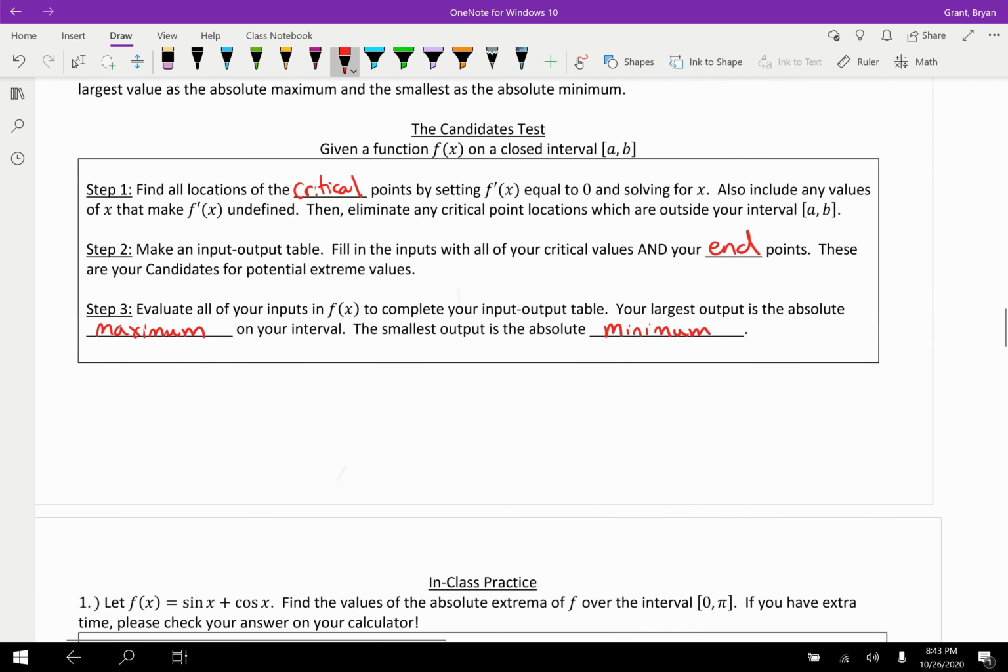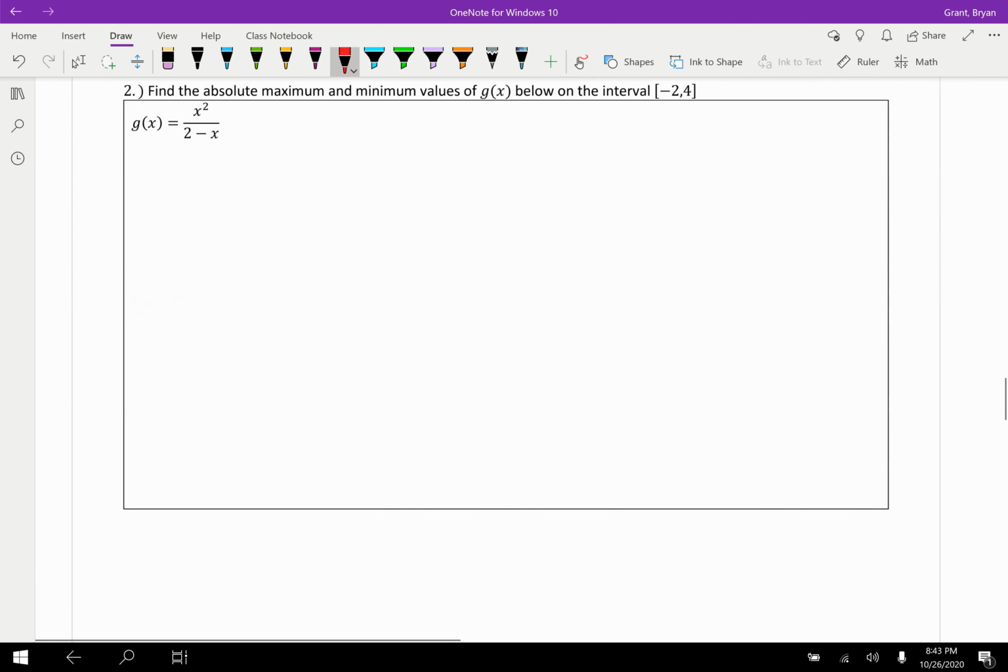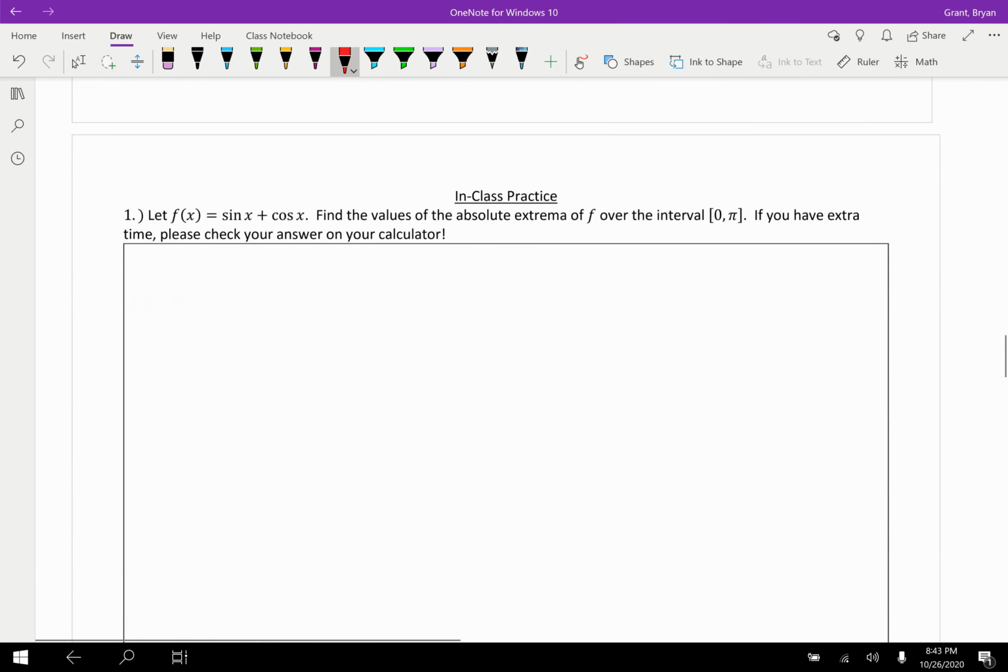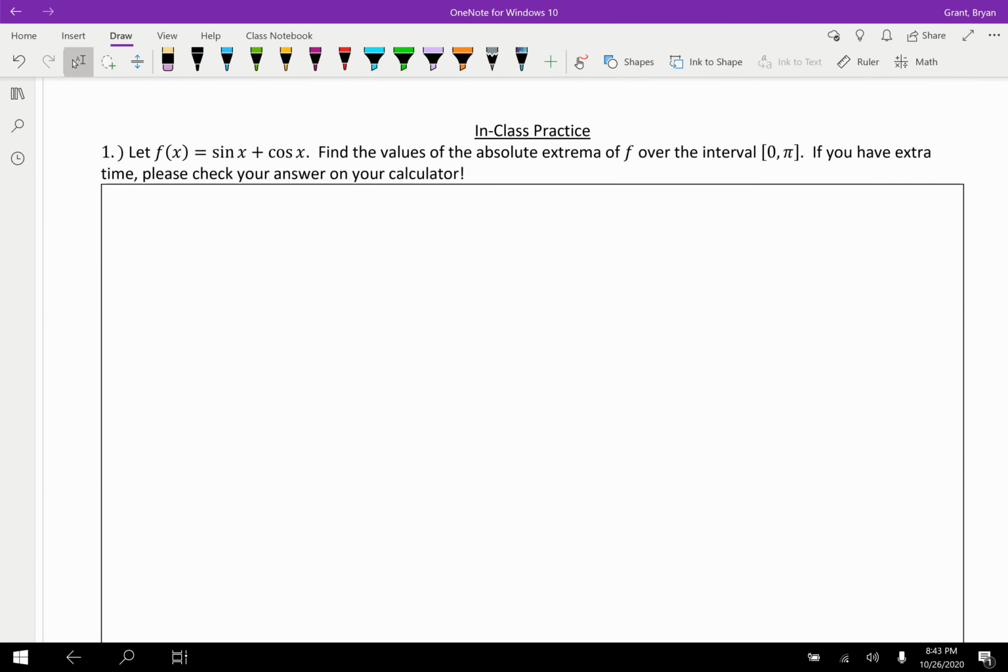All right, so let's see this in practice. We have 2 equations to finish off class with today. Nothing terrible. Let's rock and roll. Let f of x equal sine of x plus cosine of x. Anyone know what that graph looks like? I don't. Then find the values of the absolute extrema of f over that interval. If you have extra time, check your answer on your graphing calculator, because we're just going to check it using a graph.